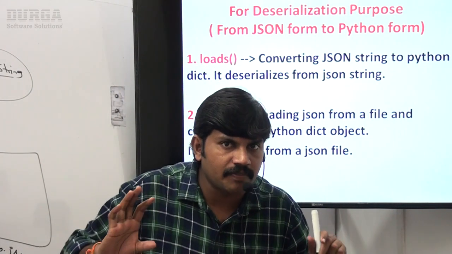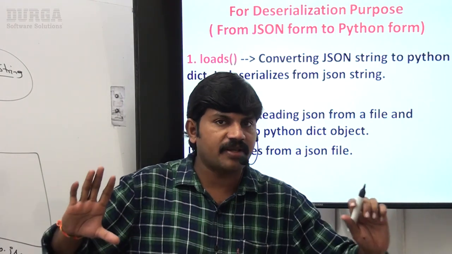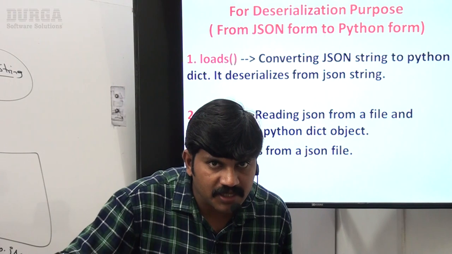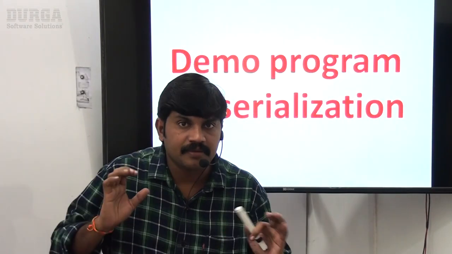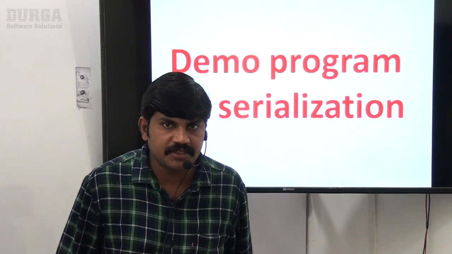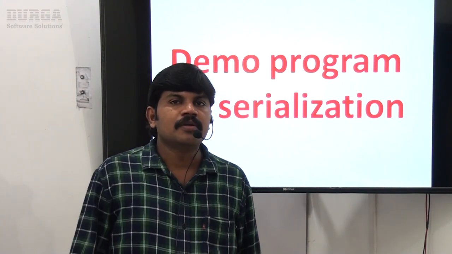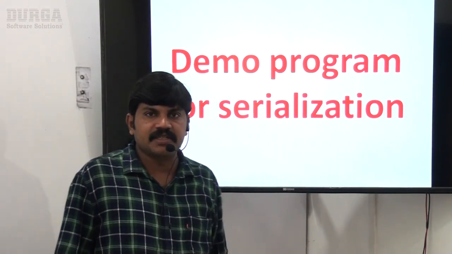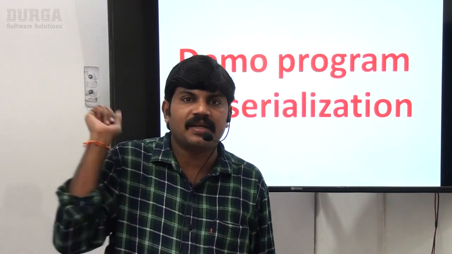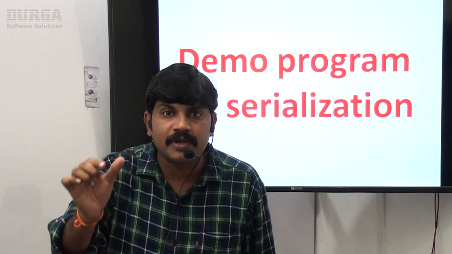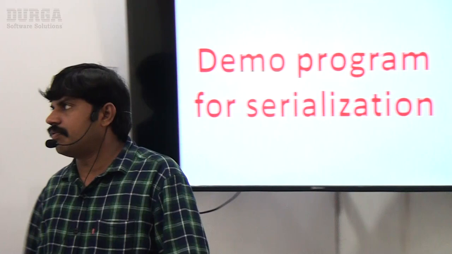If you feel comfortable, then I'm ready to go for a small executable code so that you will get much more clarity on the concept. Any doubt up to this? Clear? Up to this, the required theory to perform serialization and deserialization using JSON is clear for you people, right? Now let me go for a demo program for serialization. I want to convert a Python dict object to JSON. How can you use the dumps function and dump function, right? So that you will get much clarity. Have a look once, sir.